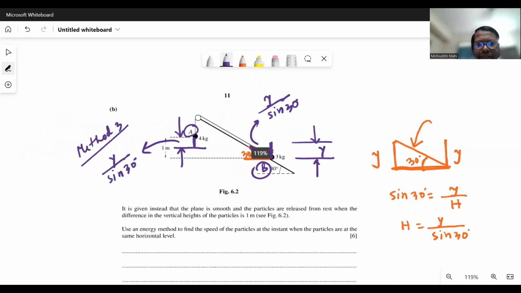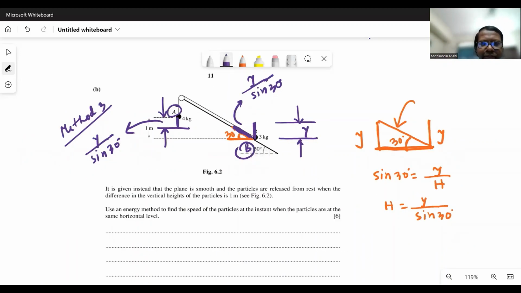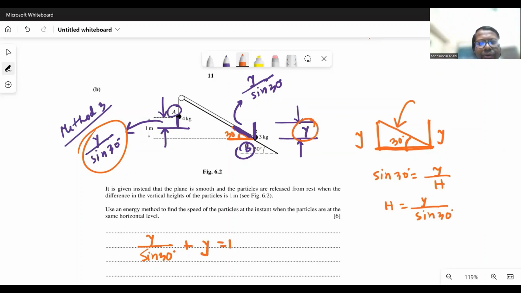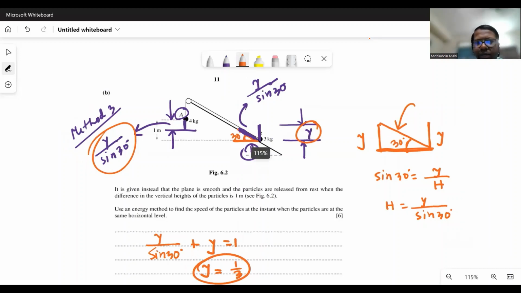So now we can write down the sum of Y by sine 30, that means the distance descended by A in the vertical direction, plus the distance traveled by B in the vertical direction, which is Y, equals 1. So from here, we will get the value of Y as 1 by 3.